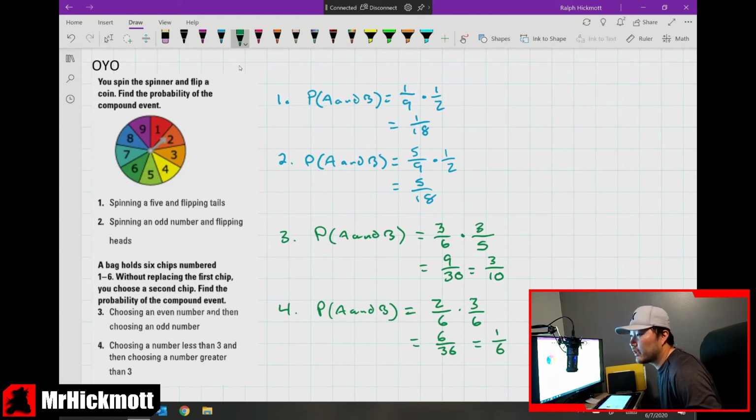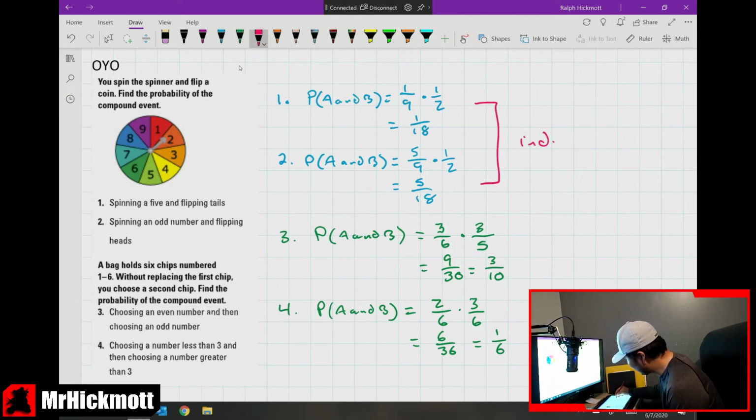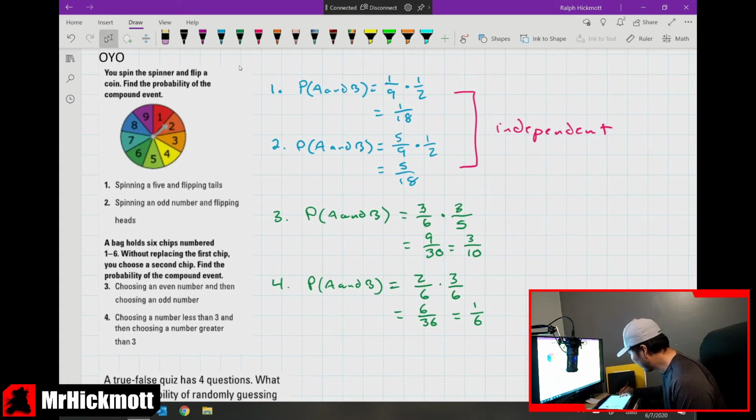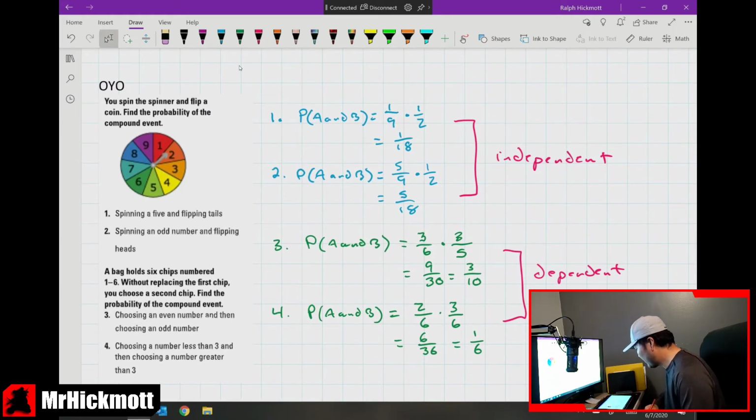All right, students, you see the answer key pop up. Just to give you a little insight, 1 and 2 were independent events because flipping the coin after you spin the spinner is not going to change the possible outcomes. And 3 and 4 were dependent events. What you should notice is that the dependent ones are a little bit trickier, but they're dependent because you didn't replace the first chip, so the total possible outcomes changed.